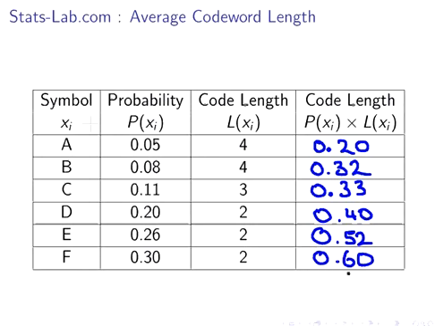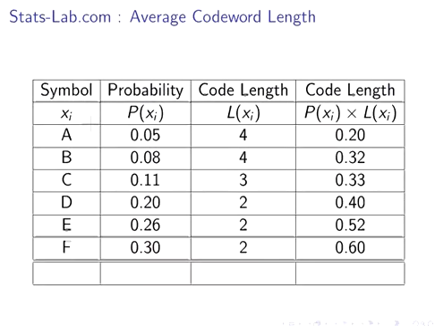What we have to do now is add up all of those values here: 0.20 plus 0.32 and so on. And the answer we would get there is 2.37 bits. So let's just indicate the decimal point there. Now, let's have a clearer example of that. So again, I'll just write it down here at the bottom. We add them all up, 2.37. So that is the answer.